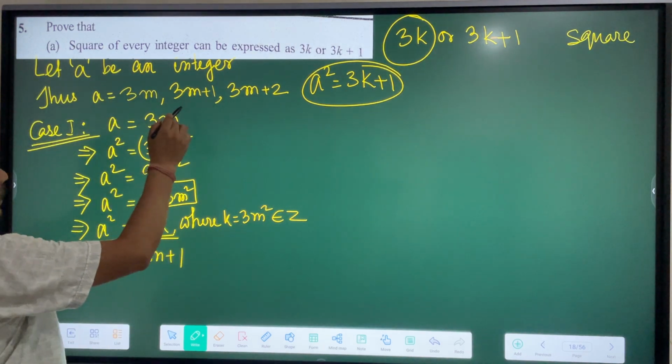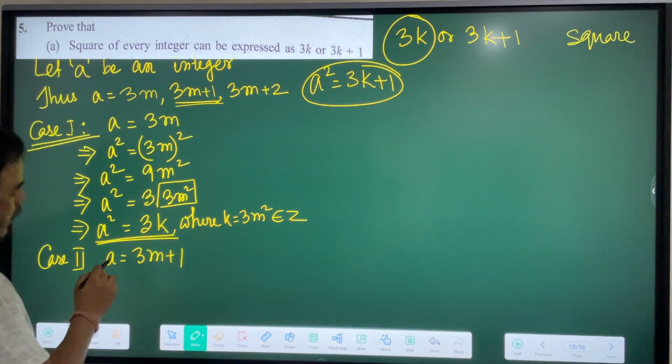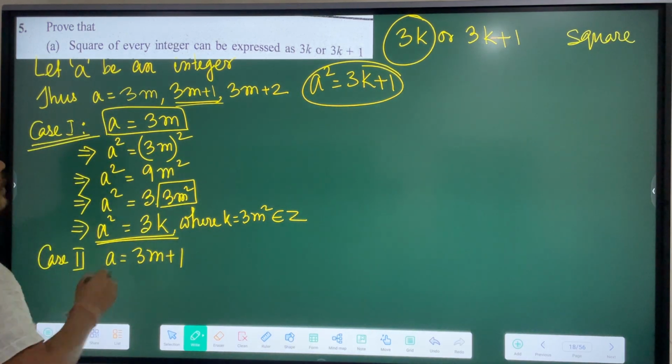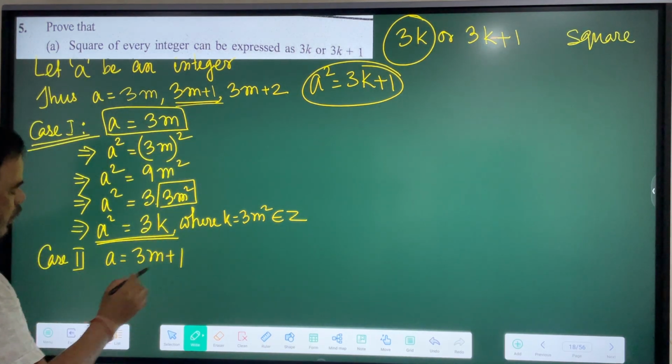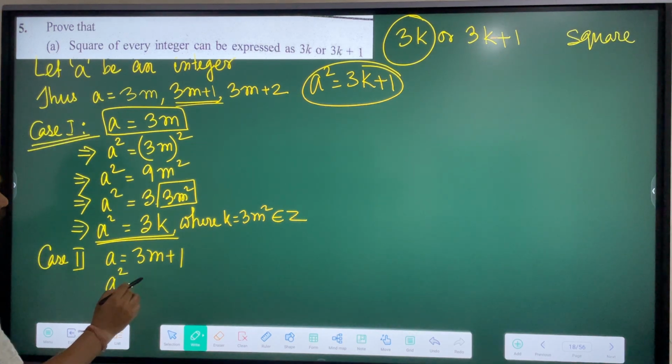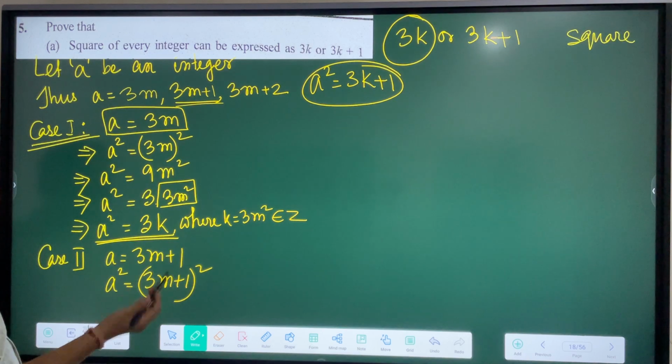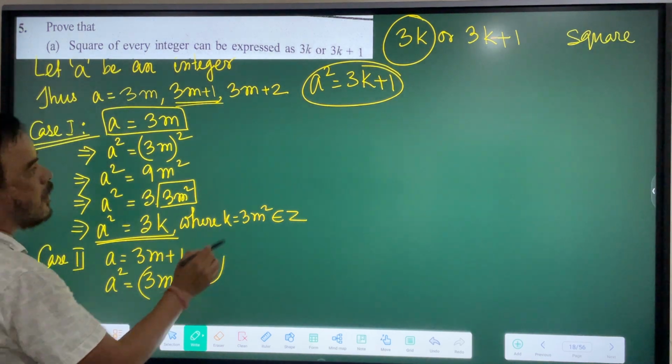So for the second case, 3m plus 1 is taken. First we have done a equals 3m. Now we are going to do a equals 3m plus 1. Now squaring both sides, a square is equal to 3m plus 1 whole square. Why squaring both sides? Already I explained.